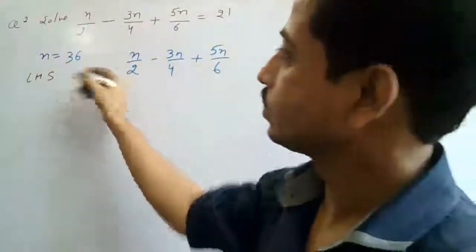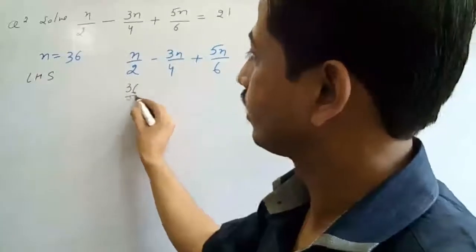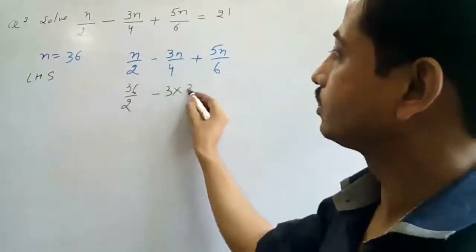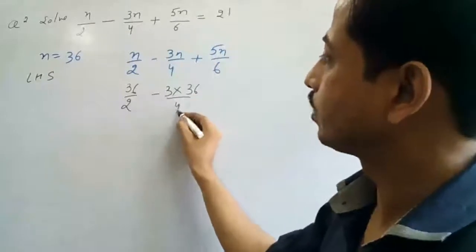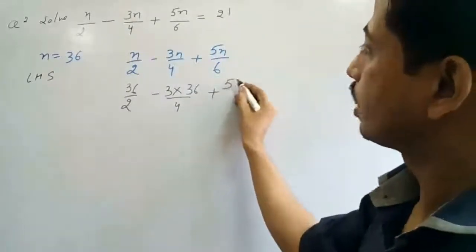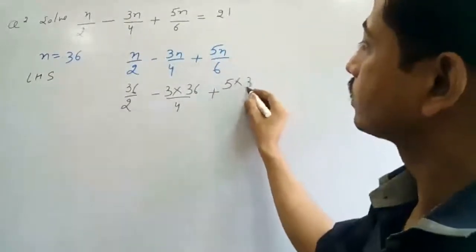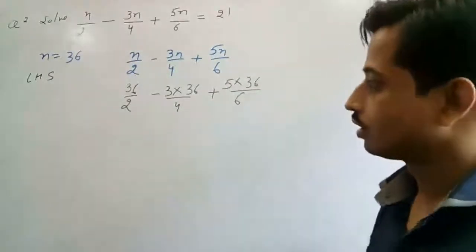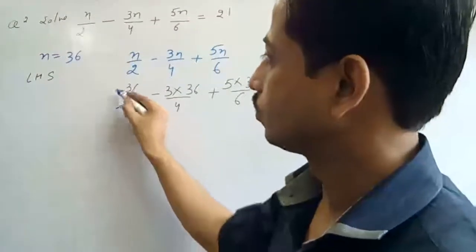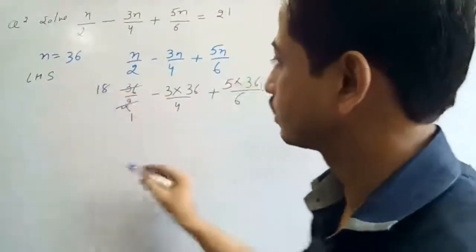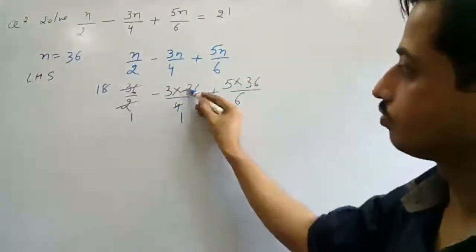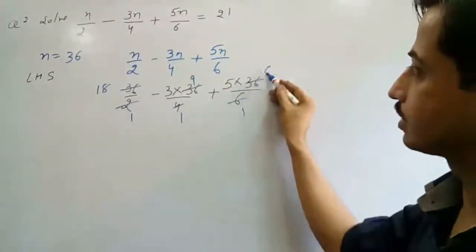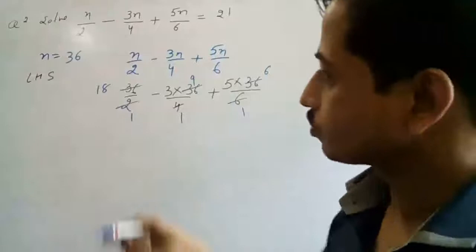Now write, n is what? 36 divided by 2 minus 3 into n, n is what? 36 divided by 4 plus 5 into n, n is 36 divided by 6. Now cancel out. 2 ones are 2, 2 eighteens are 36. 4 ones are 4, 4 nines are 36. 6 ones are 6, 6 sixes are 36. Now solve it.